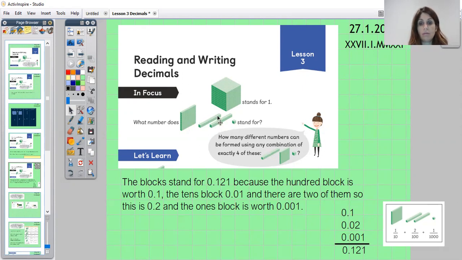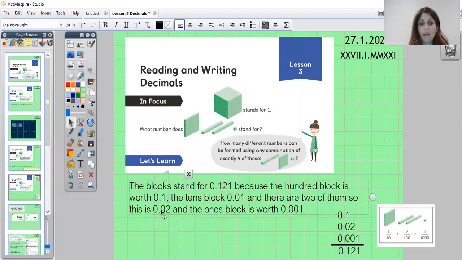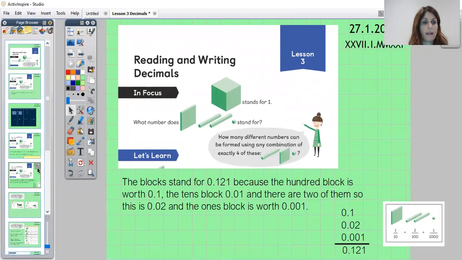There are two of them. So that's 0.02, that should be. And then the final block, the ones block, is worth 0.001. Okay, right, so let's have a little look at this bit here.